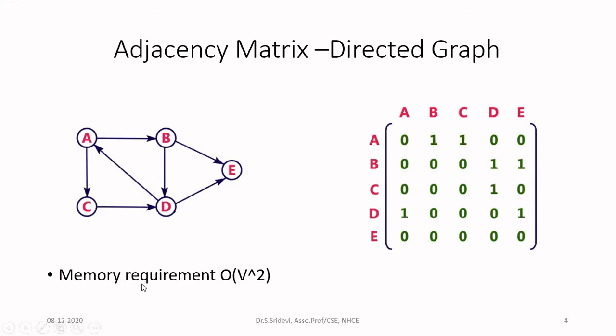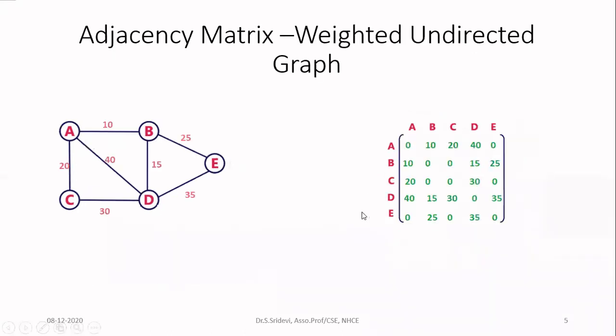And what is the memory requirement for this matrix? Here also, for every node, you have to store the information. So if you have 5 nodes, totally you will have a matrix of 5 cross 5. So the memory requirement is now directly proportional to V squared. So we will say that memory requirement is order of V squared, where V represents the number of vertices. When you have more vertices, you will need more memory.